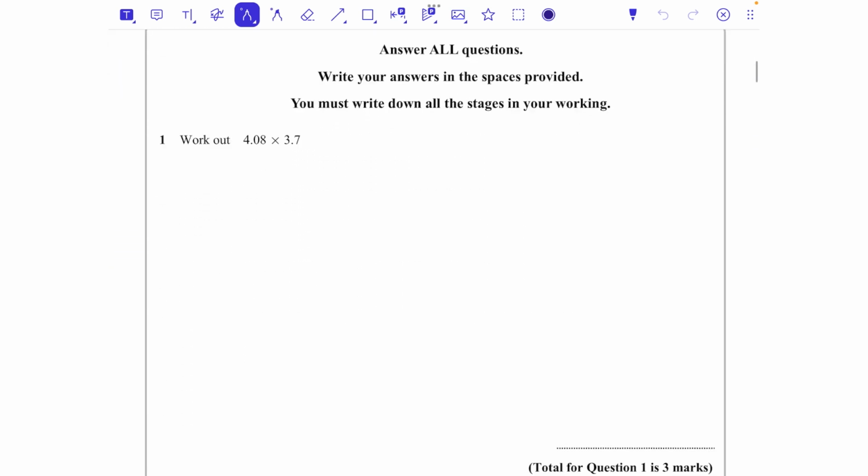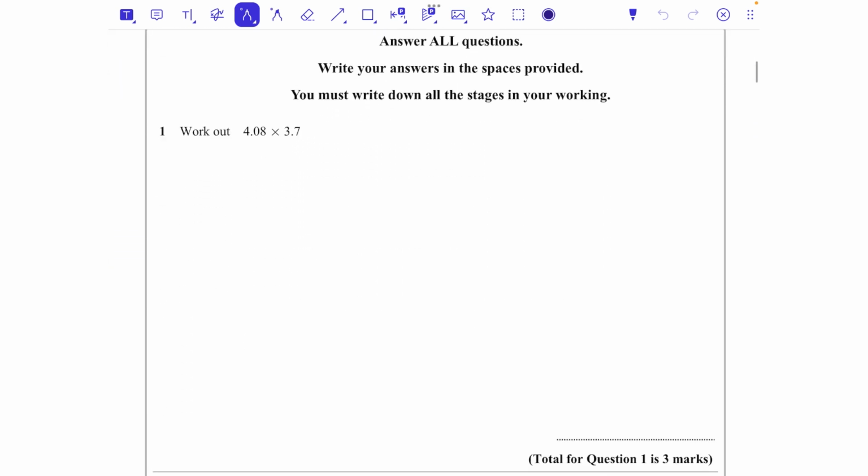Question number 1, and I've gone for multiplication. So to do 4.08 times 3.7, there are 2 methods here, and I would like you to be using one or the other ideally. So 408 times 37, and I'm going to do this in the traditional way. So 7 times 8 is 56, 7 times 0 is 0, add the 5 is 5, and 7 times 4 is 28. So that's your top row.